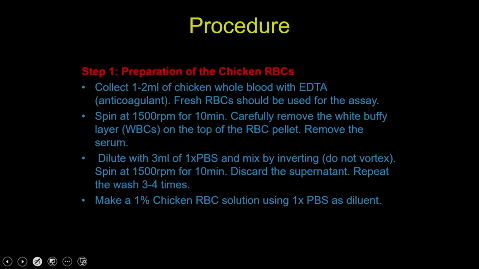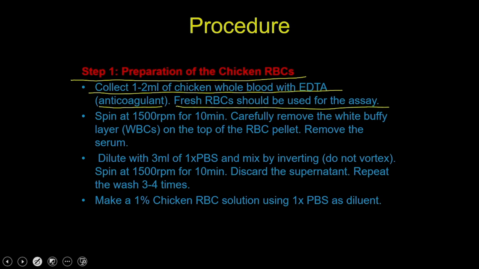In step 1, you have to prepare the RBCs. So, what you do is you collect 1 to 2 ml of blood with EDTA, which contains the anticoagulant. Then the fresh RBCs should be prepared for this assay, because the fresh RBCs are going to have a very high quantity of antigen, and they are not going to show any degradation of the antigen which is being expressed on their cell surface.